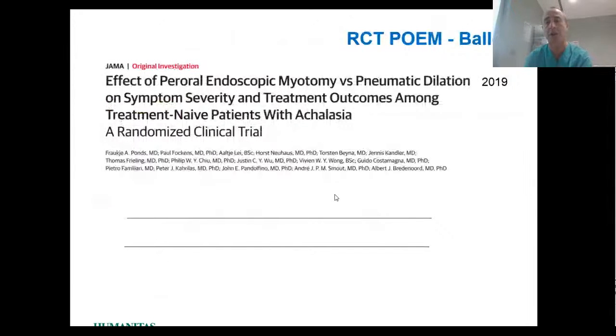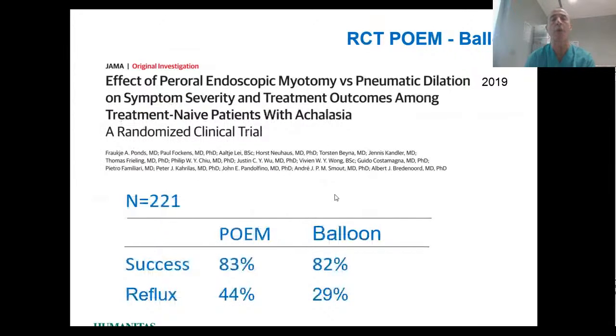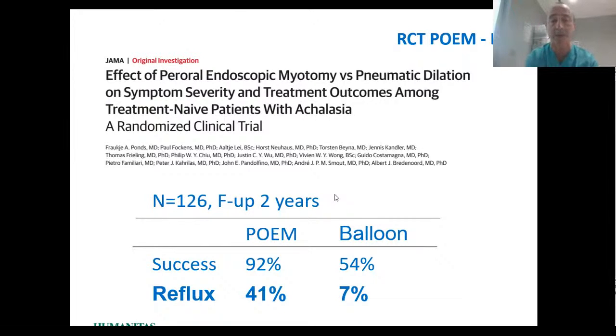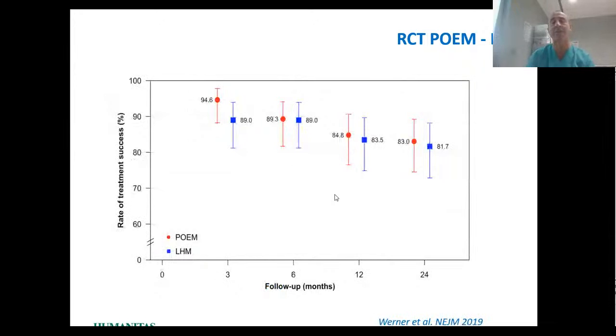In the meantime, 2 big randomized trials were published, the first in JAMA 2019, comparing POEM with balloon. You see, when they looked at the outcome it was very similar in the early stage, but with a significantly reported increase of reflux for the POEM arm. But when they looked at the long term, you see 126 patients followed up for 2 years. The success rate of POEM was almost twice bigger than pneumatic dilation. So POEM works in the long term. Of course, again, there is the issue of reflux.